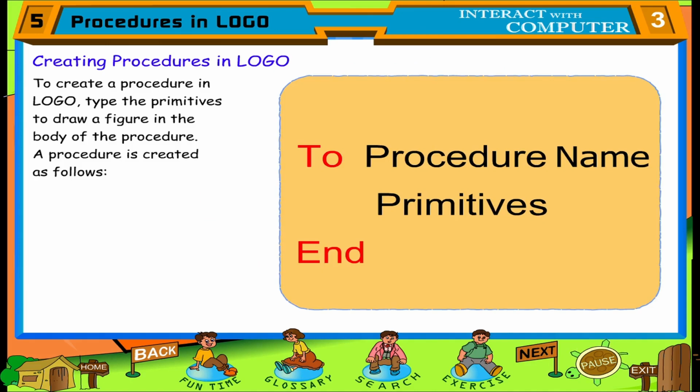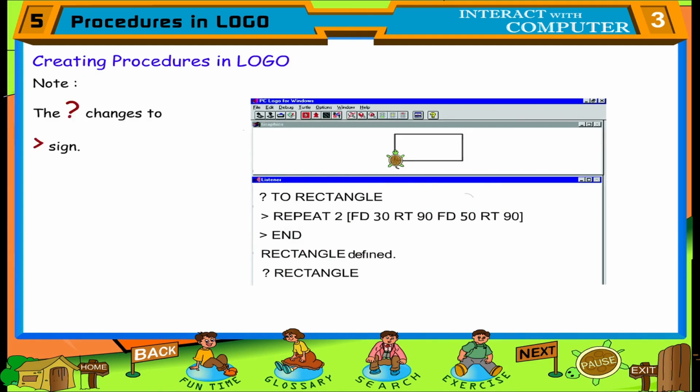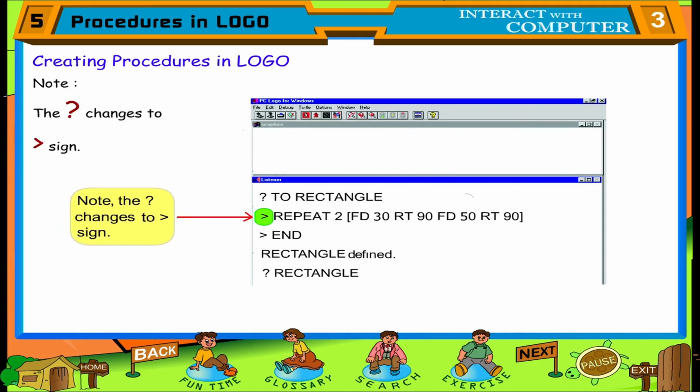Steps of creating procedures in Logo. To create a procedure in Logo, type the primitives to draw a figure in the body of the procedure. A procedure is created as follows: TO procedure name, primitives, END. Example 1. Suppose we have to define a procedure to draw a rectangle. Then, in the text area, we will write question mark, space, TO RECTANGLE. Note, the question mark changes to greater than sign.